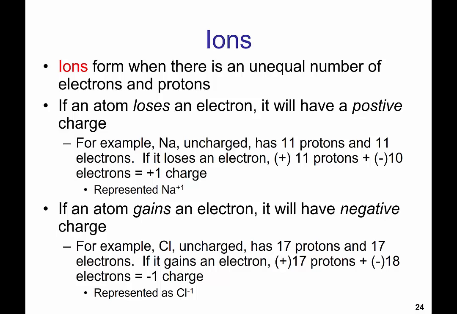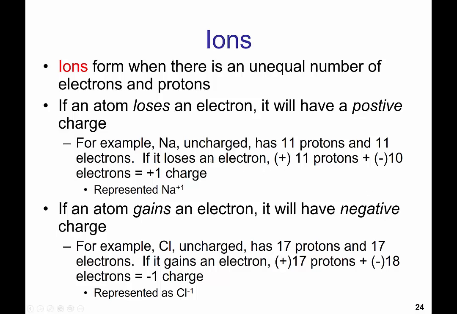We talked about how in a neutral atom you have a charge balance, so you have an equal number of protons and electrons. With an ion, this is a charged atom, so it's going to be either losing or gaining electrons. If an atom loses an electron, it will have a positive charge. This is because now you have more protons than electrons, and hopefully we're remembering that protons have a positive charge.